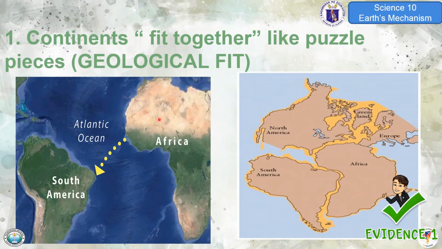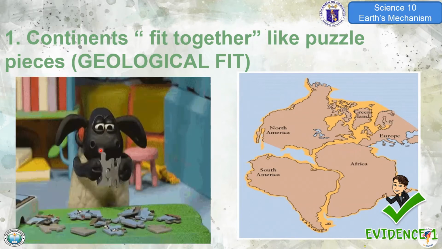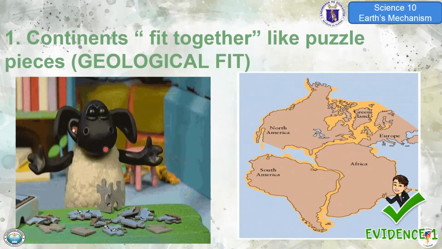The first evidence presented by Alfred Wegener is known as the Geological Fit Evidence, wherein it shows the matching of large-scale geological features on different continents. This evidence notes that the coastline of South America and West Africa seem to match up, much like a jigsaw puzzle.